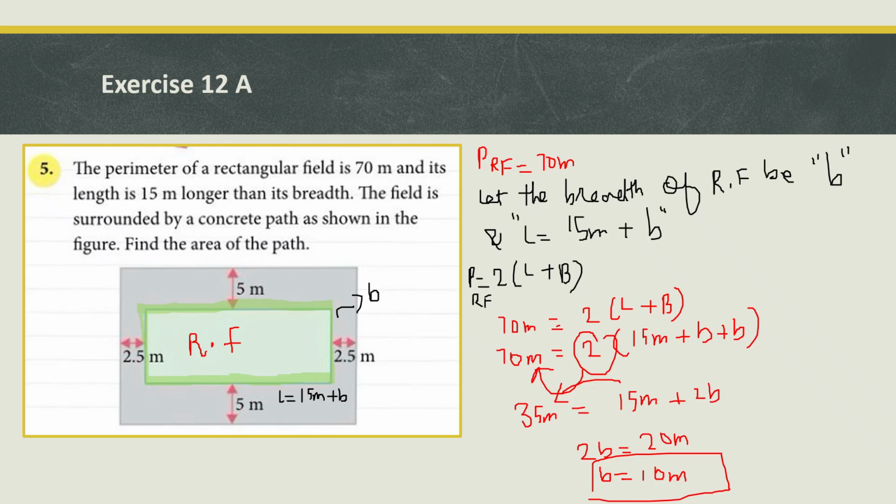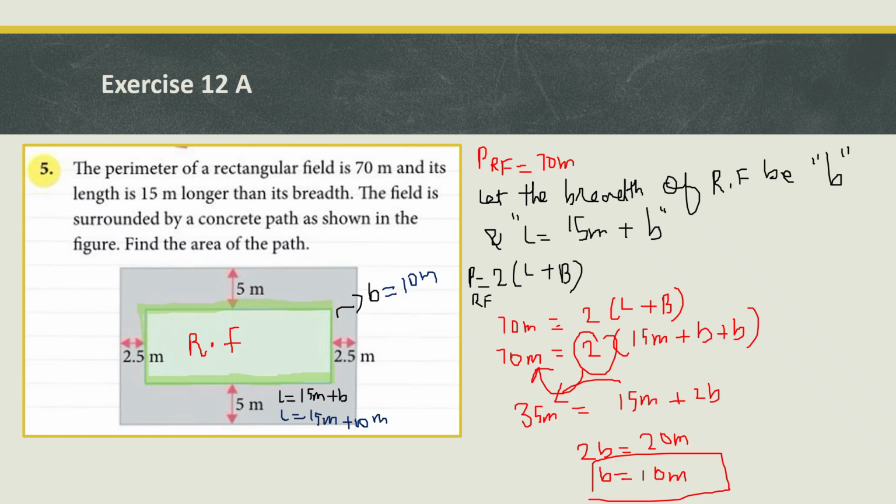Now this is b, that is breadth, meaning breadth is 10 meter. Now length we have to find, that is 15 meter plus b, and b we have just found, that is 10 meter.